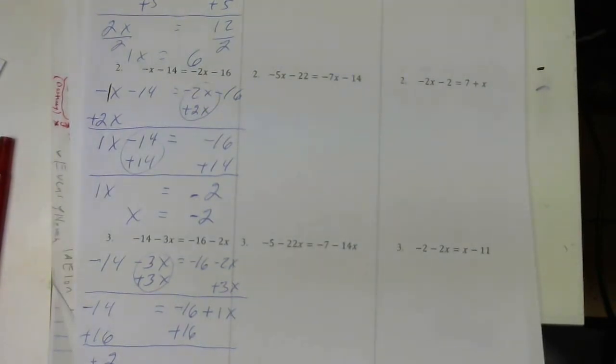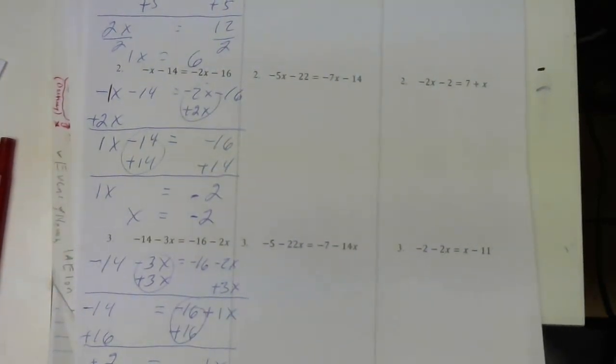So I put it positive just to let you know it's positive 2. The equals comes down, these two go away, and we have 1x. Well, 1x is the same thing as x, and that equals 2. And we're done.